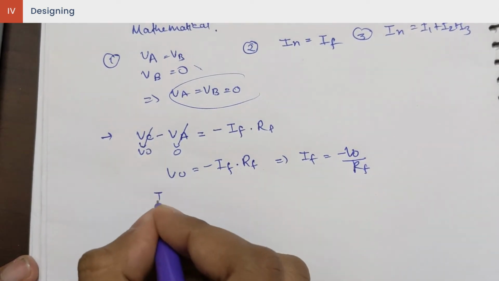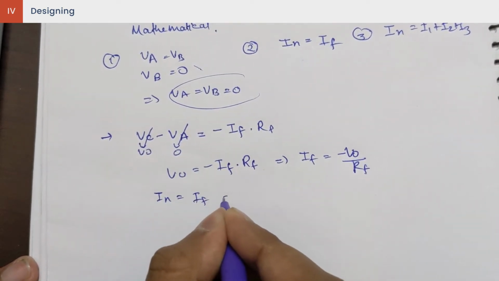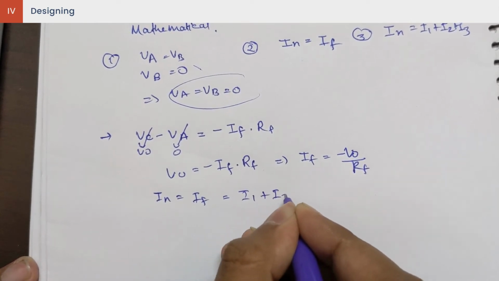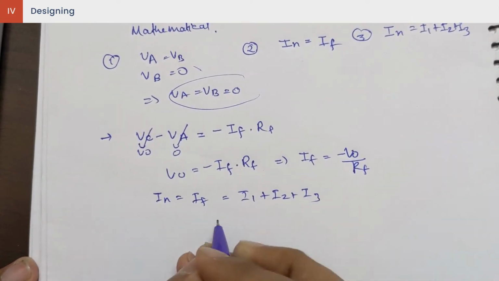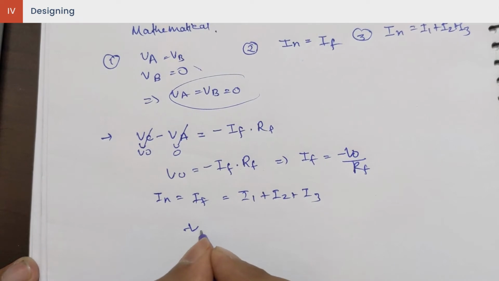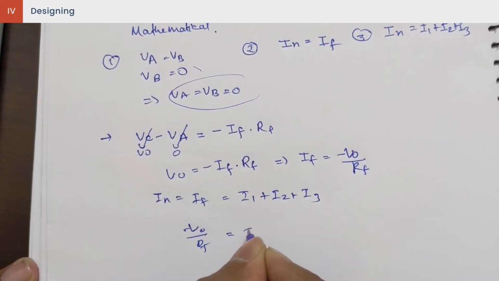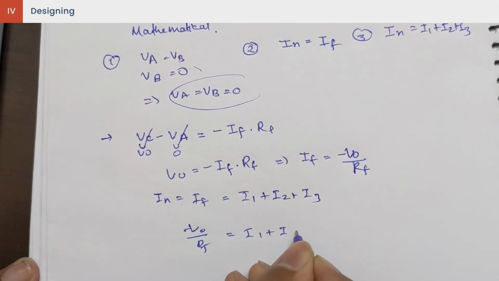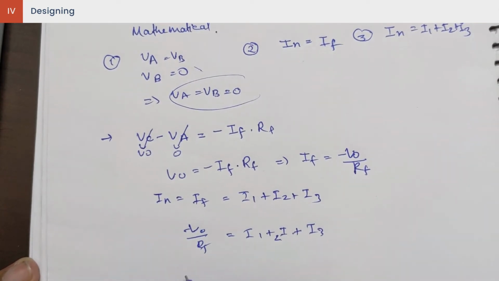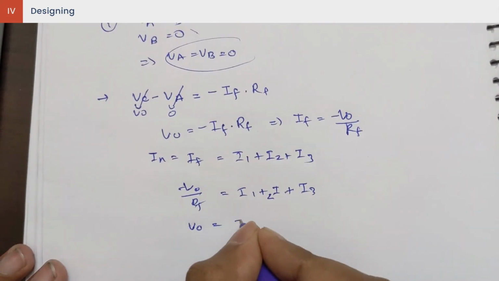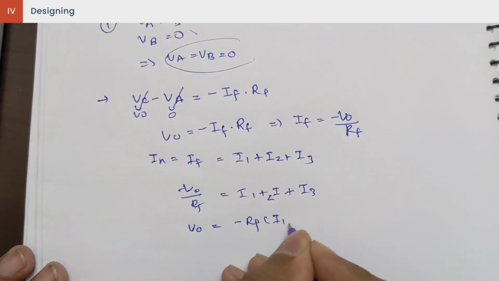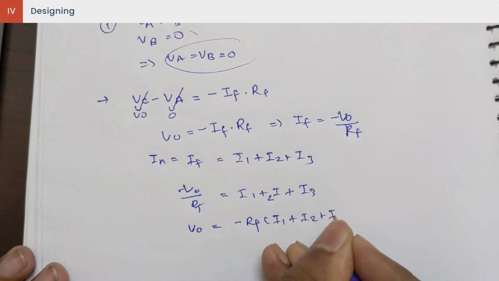And we know that IN equals IF equals I1 plus I2 plus I3. This implies that minus V0 by RF equals I1 plus I2 plus I3. Let's make it simpler. We can say that V0 equals minus RF times (I1 plus I2 plus I3).